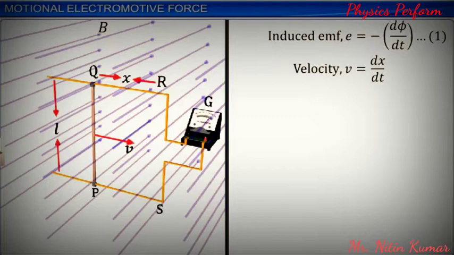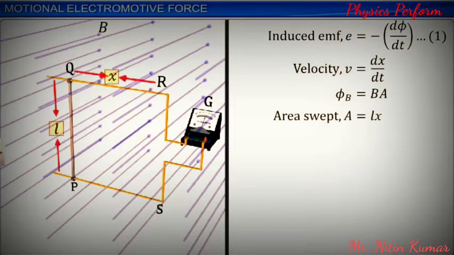Since the plane of the loop is normal, that is, perpendicular to the magnetic field, maximum magnetic flux passes through the loop. This magnetic flux, phi B, passing through the loop is equal to the product of the magnetic induction B and the area A of the enclosed loop. The product of L and X represents the area swept A. Hence, we can now rewrite the magnetic flux phi B as equal to BLX, since A equals LX.